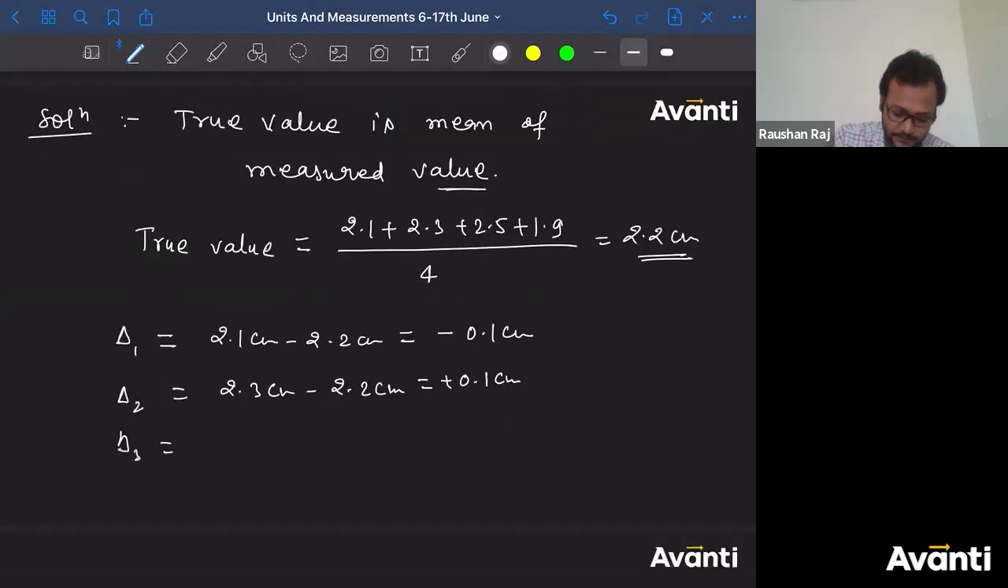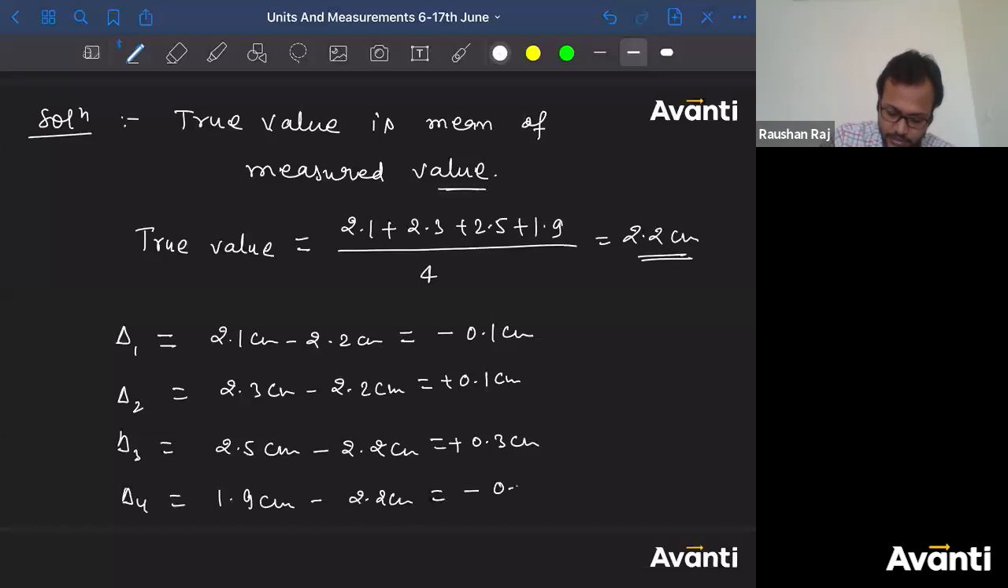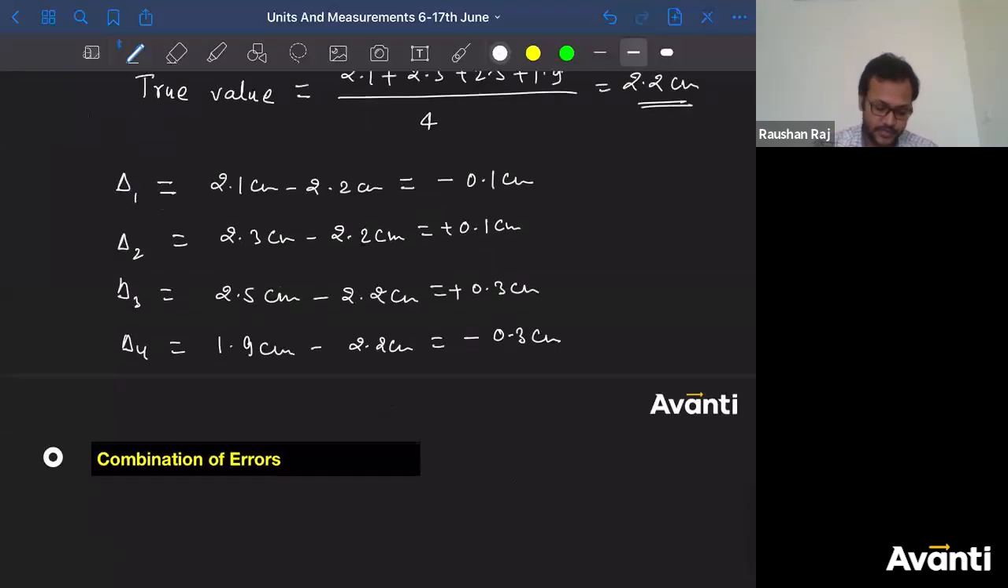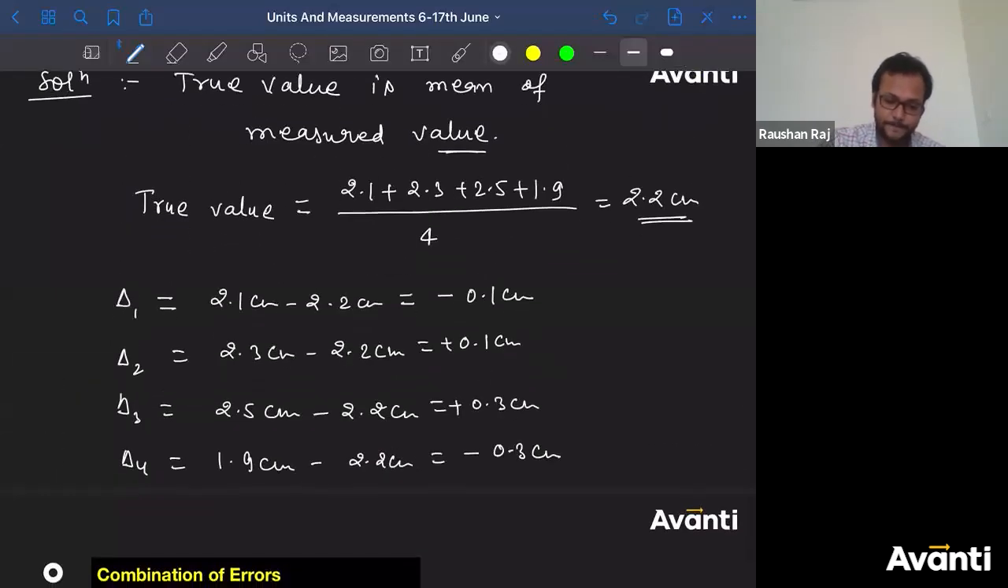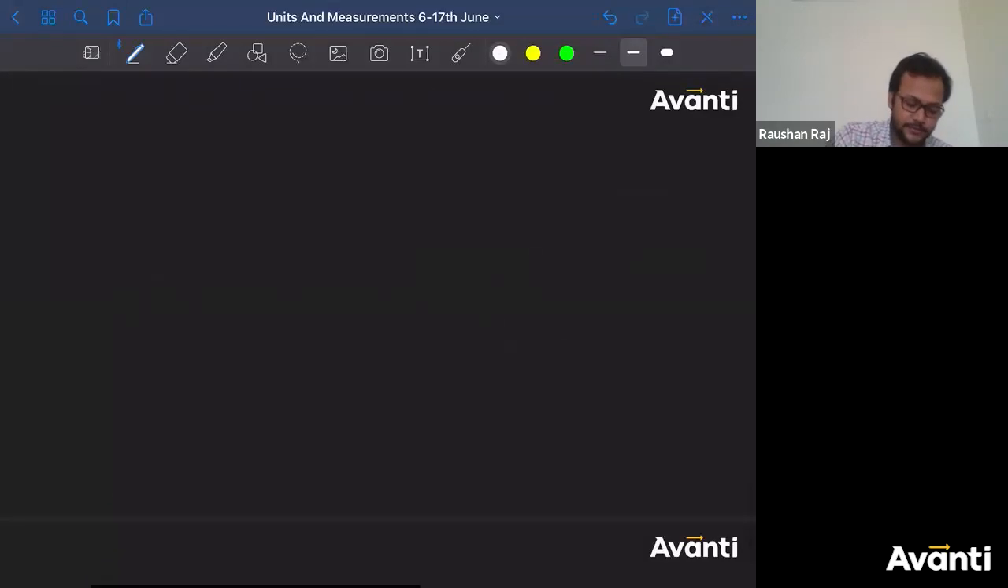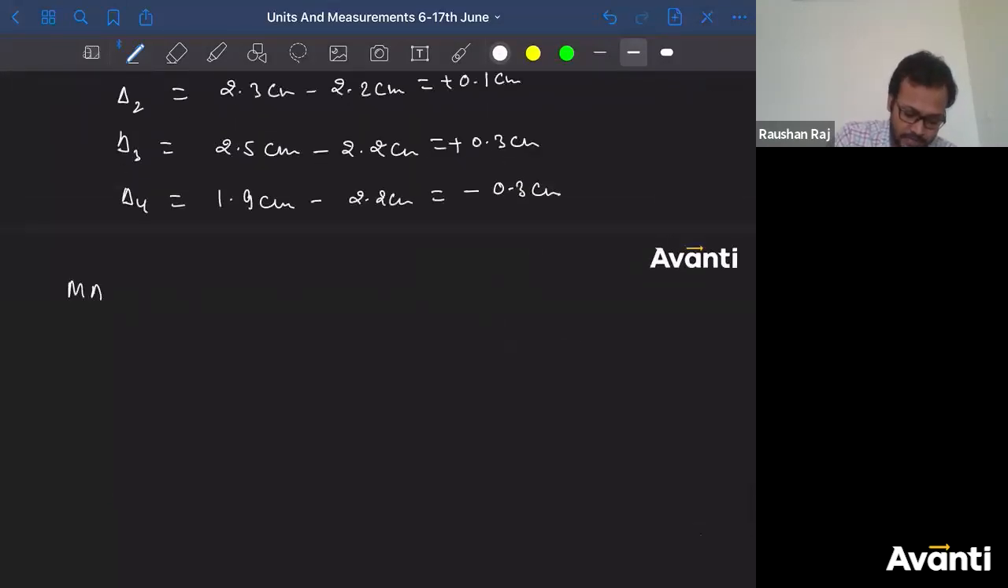Then delta 3, 2.5 centimeter minus 2.2 centimeter will be 0.3 centimeter. Delta 4, 1.9 centimeter minus 2.2 centimeter, the answer would be minus 0.3 centimeter. So these are the absolute errors in each measurement. Now tell me, what is the mean absolute error?